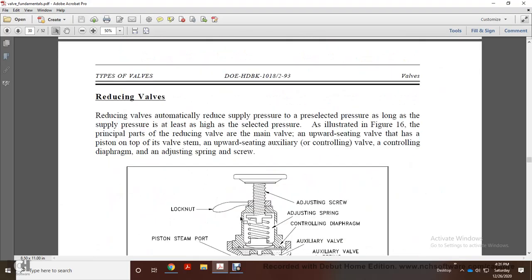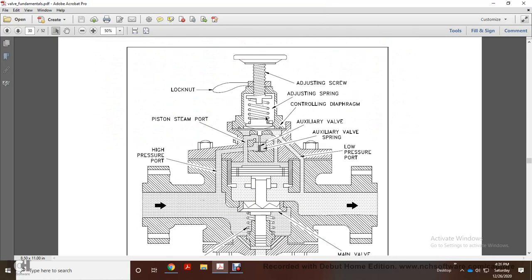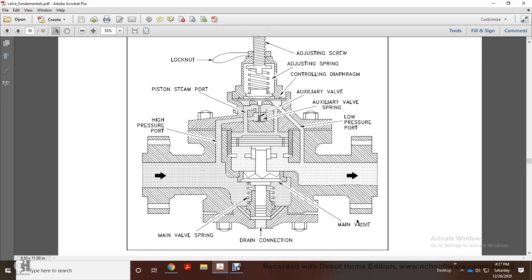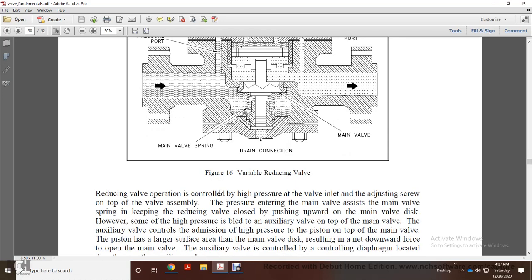Reducing valve. The reducing valve automatically reduces the supply pressure to a preselected pressure as long as the supply pressure is at least higher than the selected pressure. Illustrated in Figure 16, the principal parts of the reducing valve are the main valve, an upward seating valve that has a piston on top of the valve stem, and an upward seating auxiliary or control valve with the controlling diaphragm, adjusting screw, and spring. It shows the adjusting screw, adjusting spring, controlling diaphragm, lock nut, piston, steam port, auxiliary valve spring, high pressure port, low pressure port, main valve body, drain connection, and main valve spring.